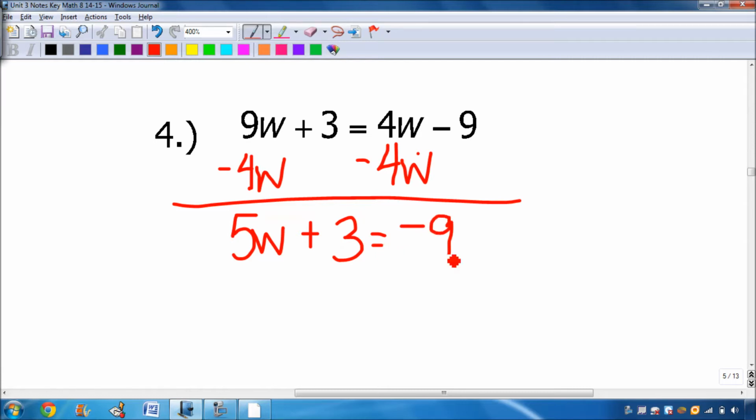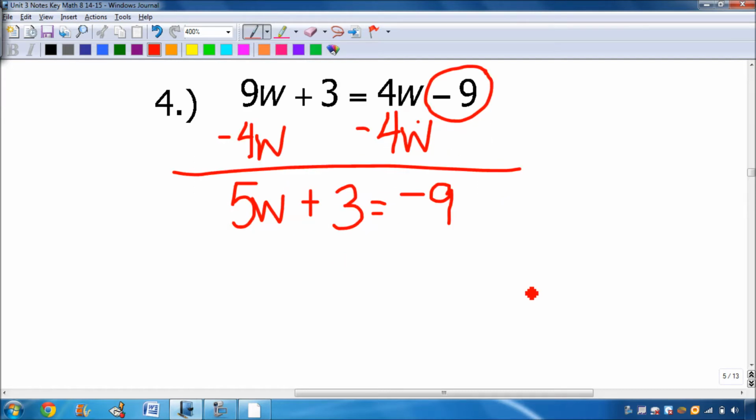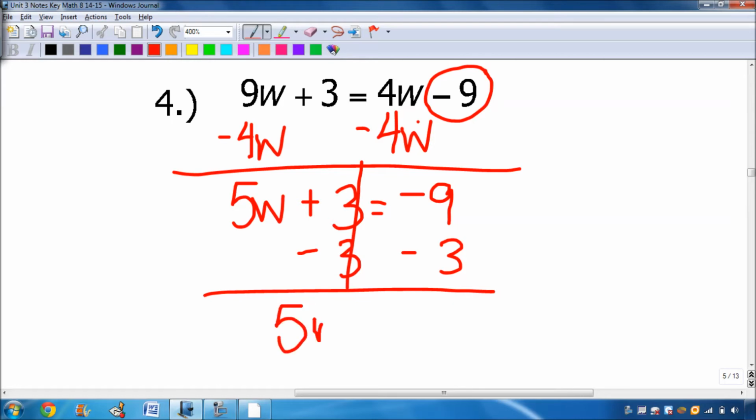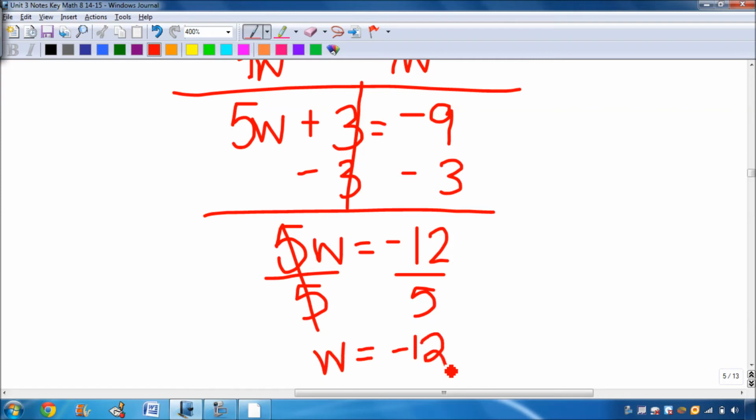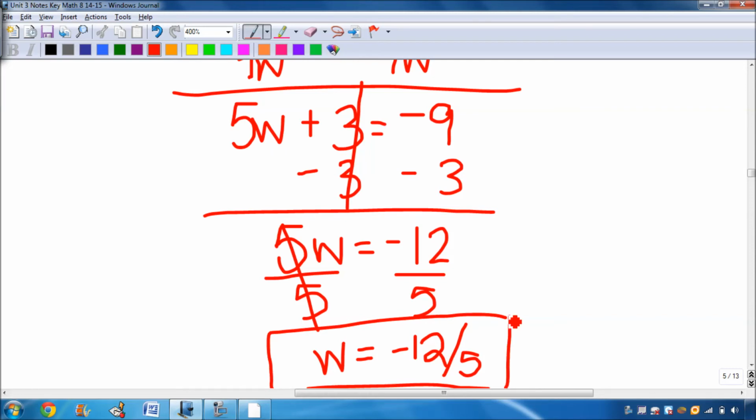Now this is a very common mistake. A lot of people will think it's just regular 9. Do not forget that this 9 is negative, okay? All right, so now I'm going to subtract the 3 from both sides because the constants are no longer allowed to be on the left side anymore. So I end up getting 5w equals negative 12. Well, my last step is just to get rid of the 5, so I'm going to divide both sides by 5, and I end up getting w equals negative 12 fifths. All right, and then there's no more simplifying I can do with this fraction, so that's my final answer.